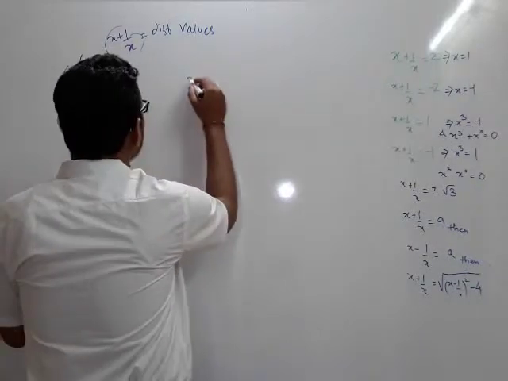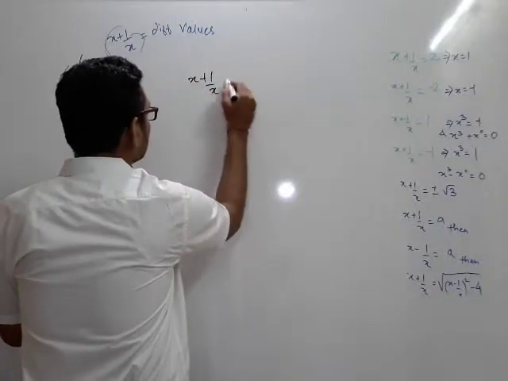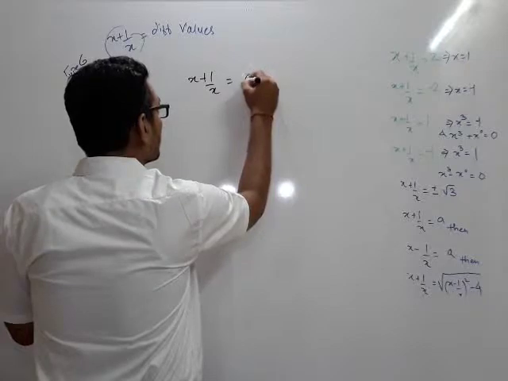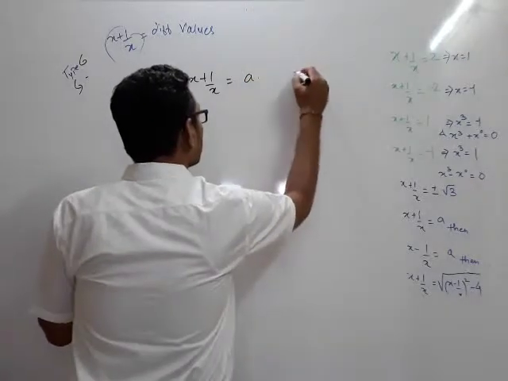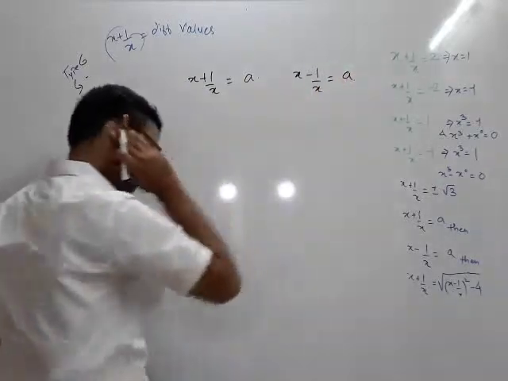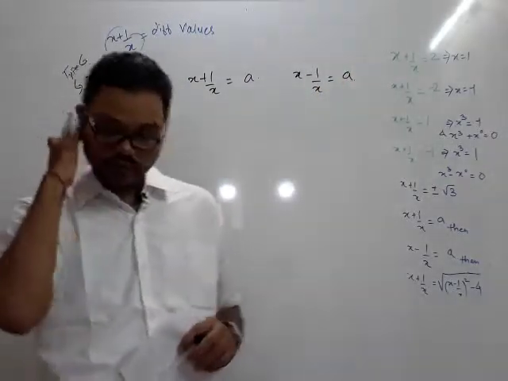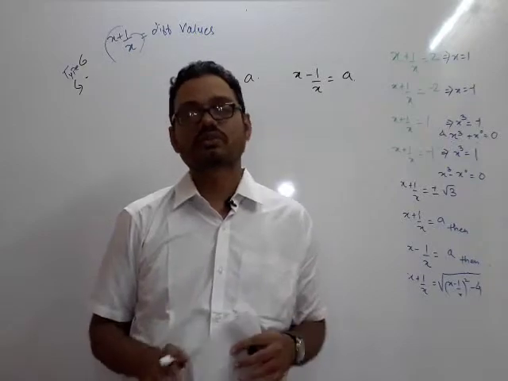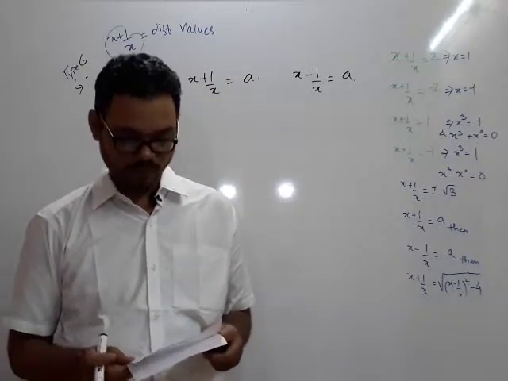Next type is x plus 1 upon x is a, and x minus 1 upon x is a. Okay, a is nothing else, it's just a constant, it's just one value.